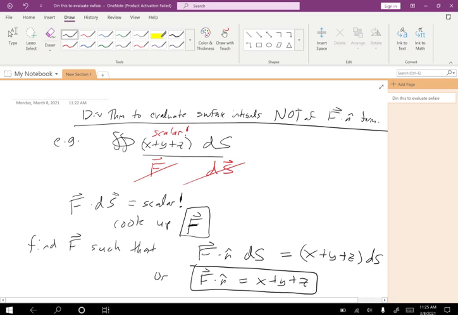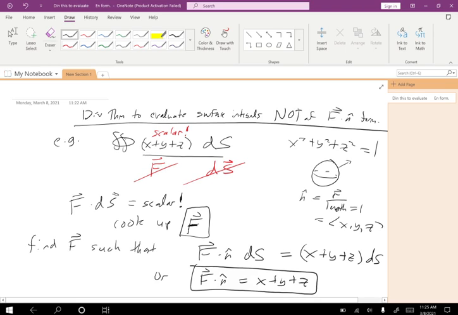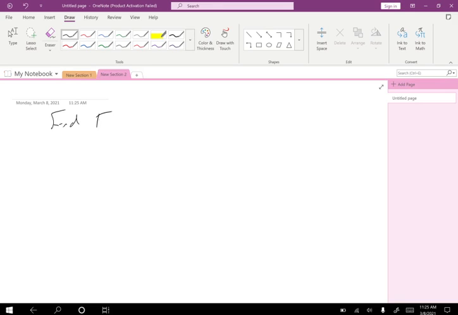And let me just specify the surface. It'll be my favorite surface, x squared plus y squared plus z squared equals 1, the unit sphere, whose normal vector is just the position vector divided by its length, which happens to be 1 in this case. So it's just x, y, z. Okay? So in other words, we want to find f such that f dotted with x, y, z is equal to x plus y plus z.